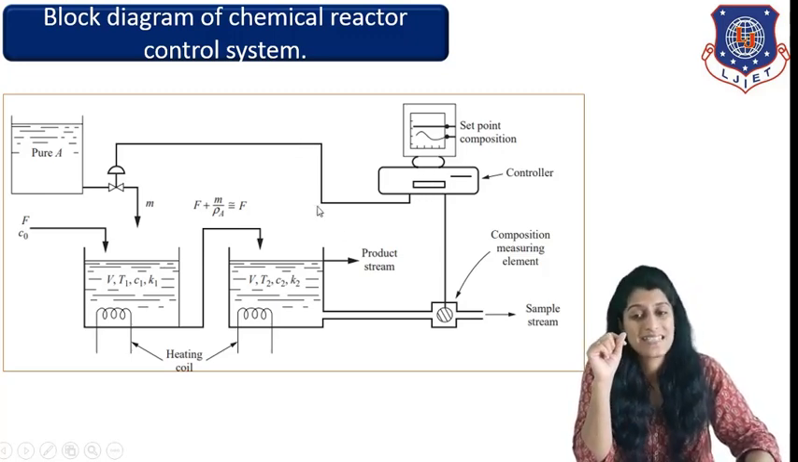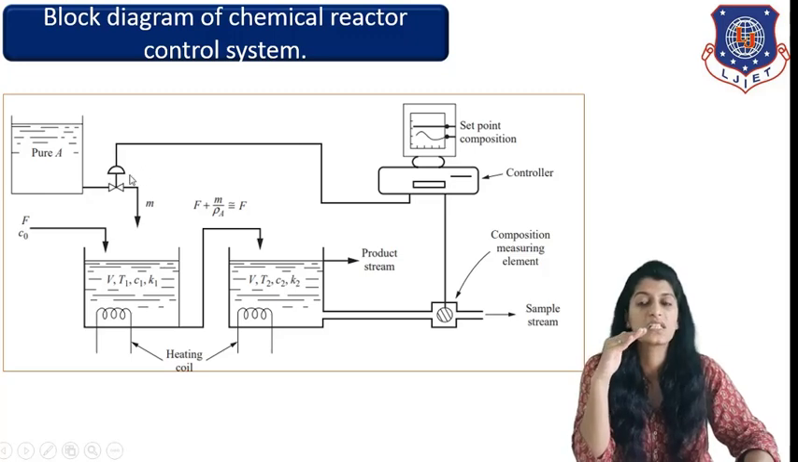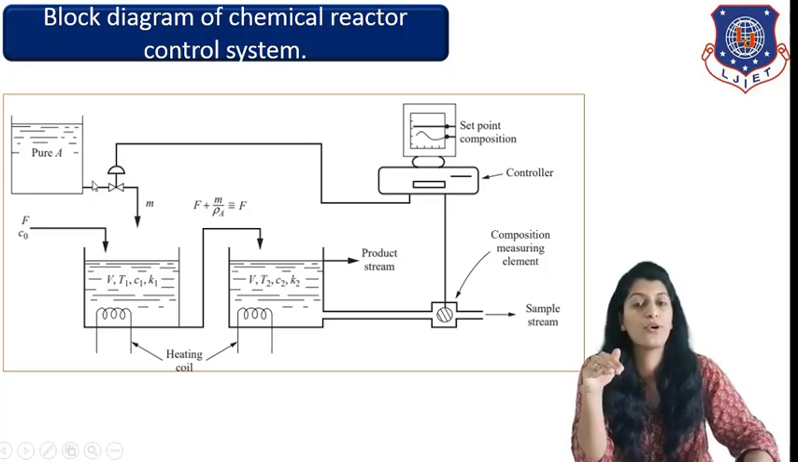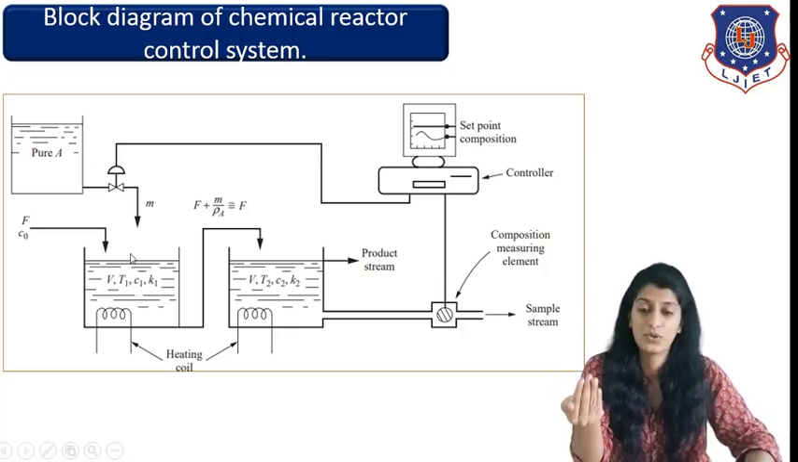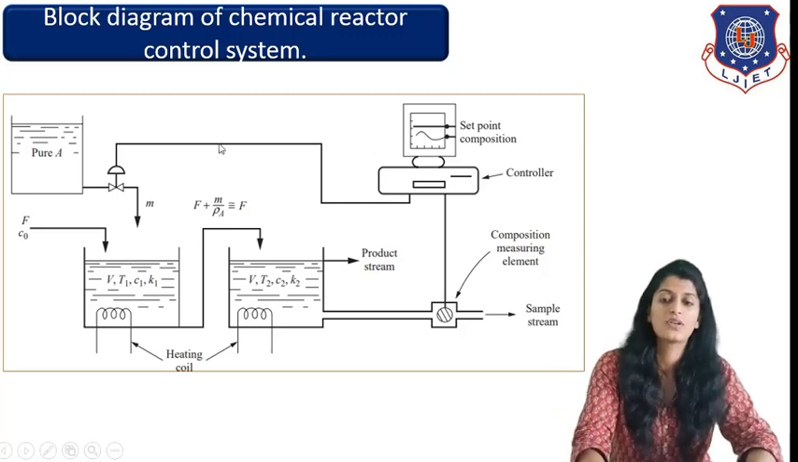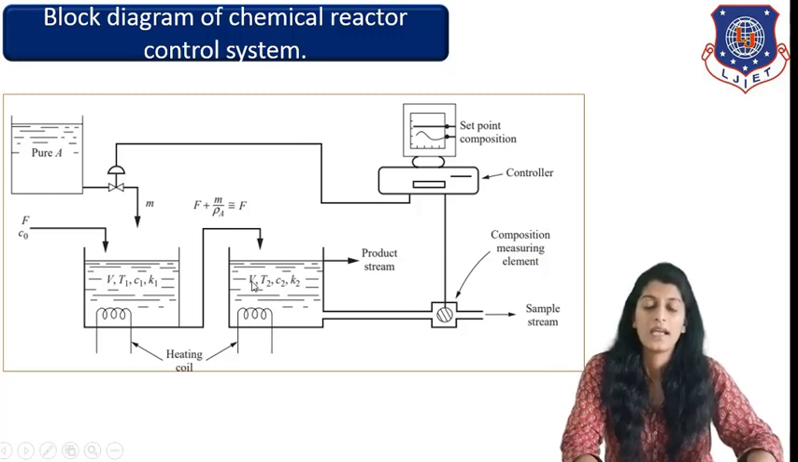So it will send a signal to this control knob, due to which it will reduce the inlet flow of pure A. So less amount will be sent into the reactor and it will get enough time to get converted, right? So this is the entire process of our control system in a chemical reactor. Now let's derive it in terms of mathematical notations.